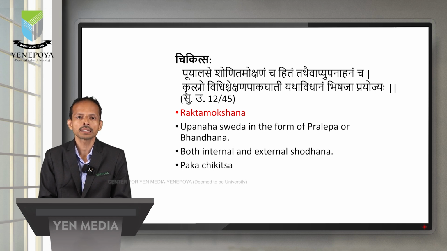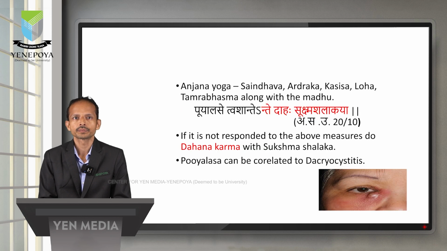And also Paka Chikitsa is advised if the condition is in the Paka stage, you have to go for a Paka, and in the early stage, in the acute condition, we can go with Rakta Mokshana. And Anjana Yoga, Saindava Ardaka Kasisa, Loha Tamra Churnitehi, Churnanjana Prayunjita. So Anjana prepared out of Saindava, Ardaka, Kasisa, Loha, Tamra Bhasma along with Madhu has to be applied as Anjana.